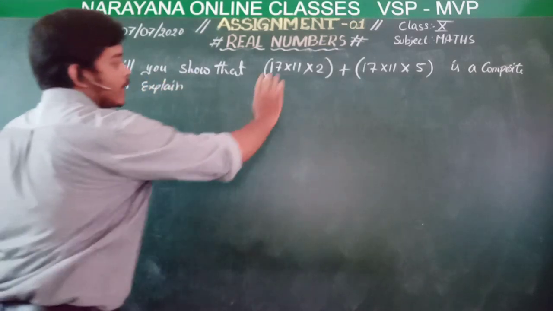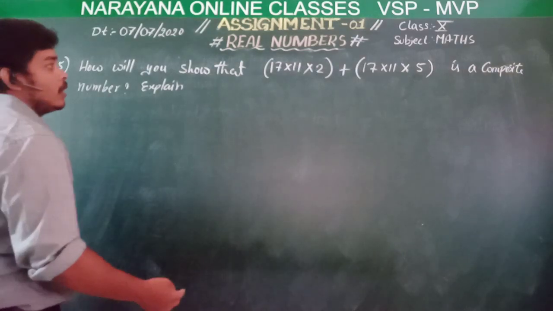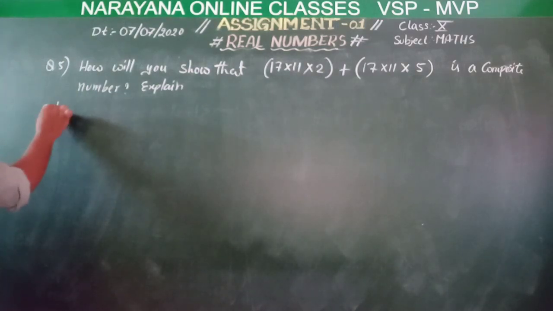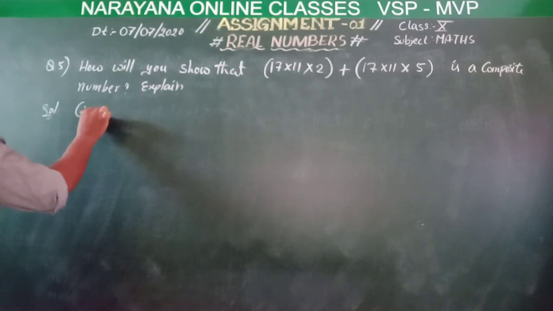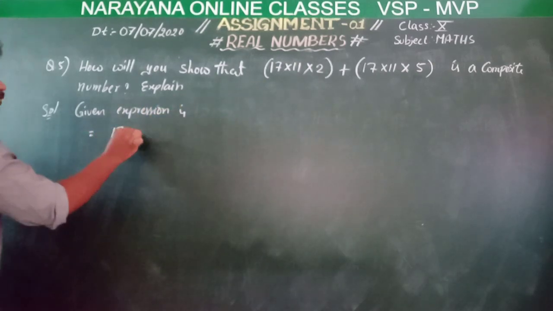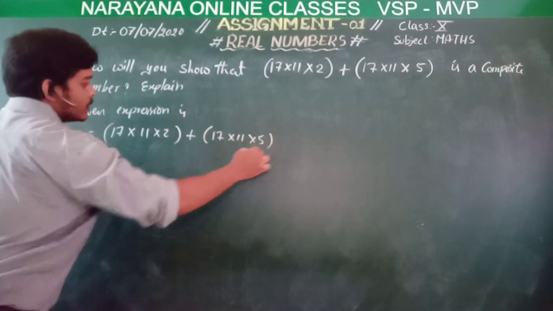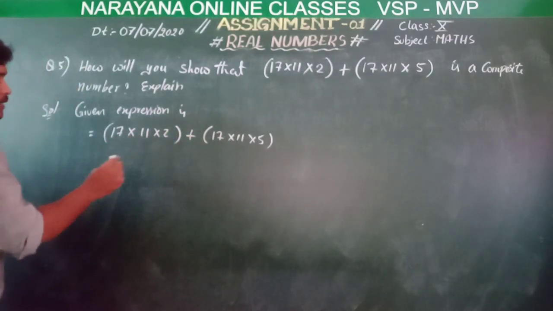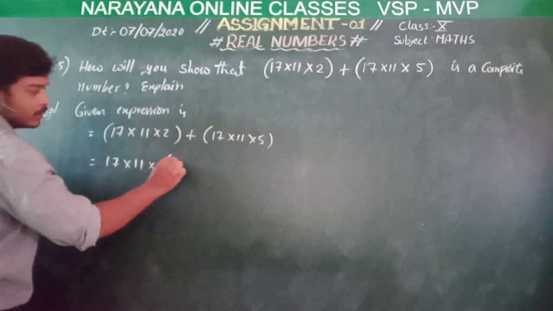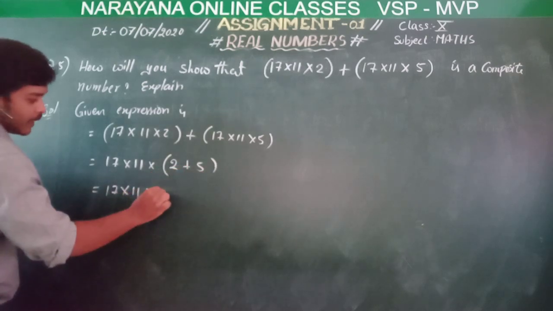See children, he is asking to show that this expression 17 into 11 into 2 plus 17 into 11 into 5 is a composite number. So show that this expression is a composite number. So now the solution. Given expression is 17 into 11 into 2 plus 17 into 11 into 5. See children, in these two terms take 17 into 11 as common, then 17 into 11 into, see here what is remaining here, 2 plus 5. See here, 17 into 11 into 2 plus 5 is 7.